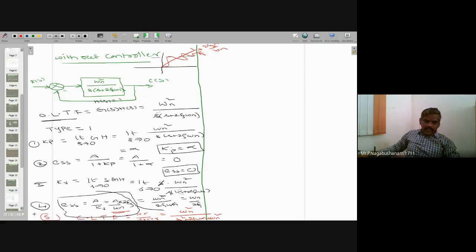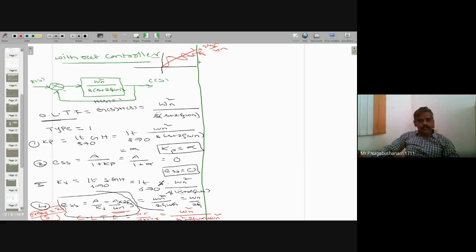Then what is the order? Let me write here. Order is always dealing with the closed loop transfer function. The highest power of s in the denominator is the order. It is a second order. This is the data regarding second order system without controller.